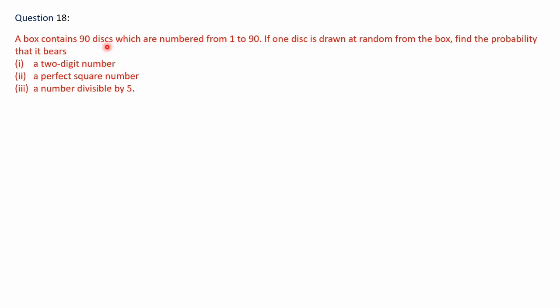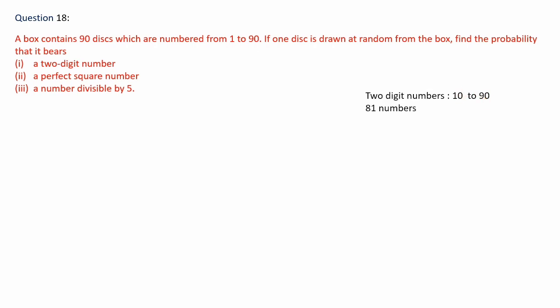Here a box contains 90 discs, numbered from 1 to 90. Each disc is numbered from 1 to 90, so in total there are 90 outcomes because there are 90 discs. So total number of outcomes is 90. Let it be there in your mind. Then we will go for the favorable outcome calculation. A 2-digit number: numbers from 1 to 90 are marked. 2-digit numbers start from 10, so 2-digit numbers go from 10 to 90.